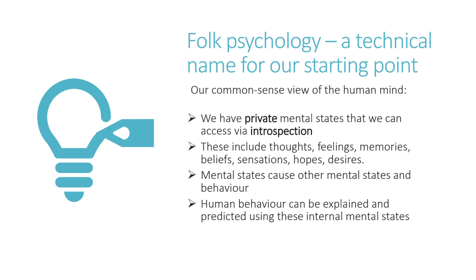Now, those private mental states include, and this is not an exhaustive list, thoughts, feelings, memories, beliefs, sensations, hopes, desires. There's loads of other stuff. Your mental life includes dreams, the imagination. So you've got all this sort of stuff going on in your mind. Now, your mental states have the ability to cause other mental states. So, for example, you might remember a holiday you went on and then you get a feeling of nostalgia. But also your mental states cause behavior.